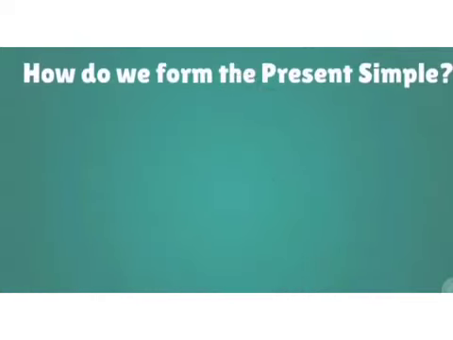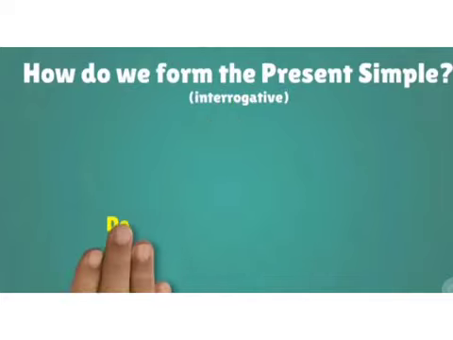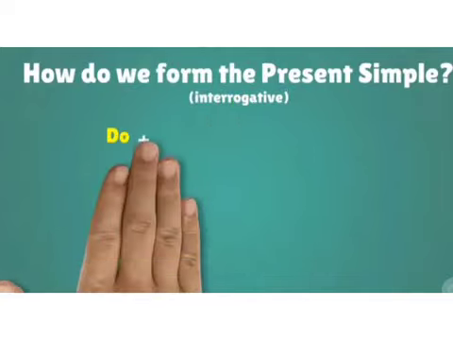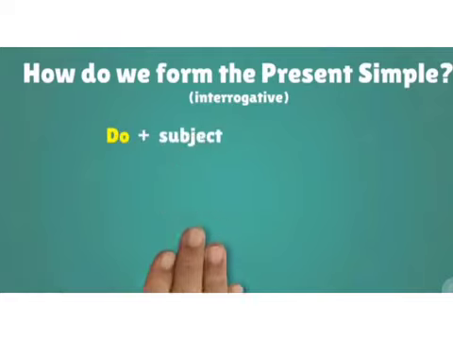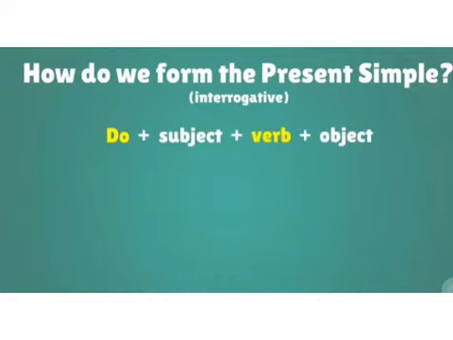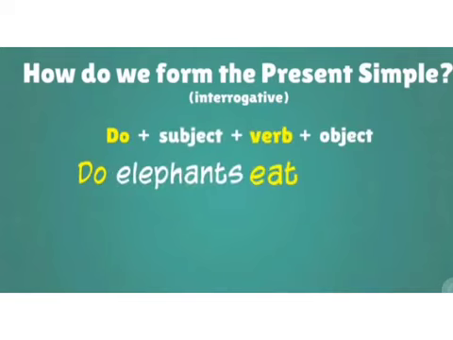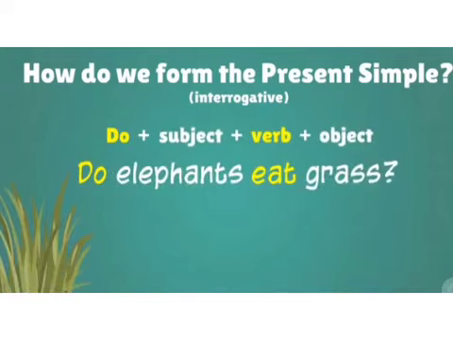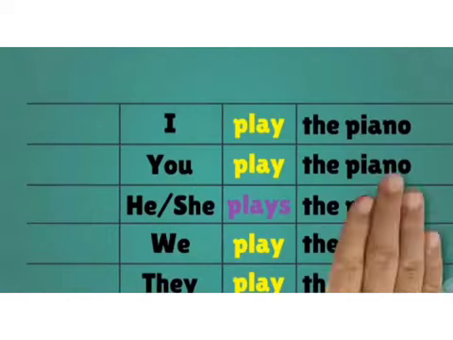How do we form the present simple interrogative sentence? An interrogative sentence is nothing but a sentence which is a question. Here we go with the formula: do plus subject plus verb plus object. Here, do is a helping verb, which always comes first. Do elephants eat grass? This is how you can make a simple present tense interrogative sentence.